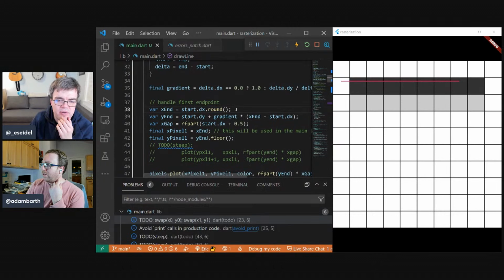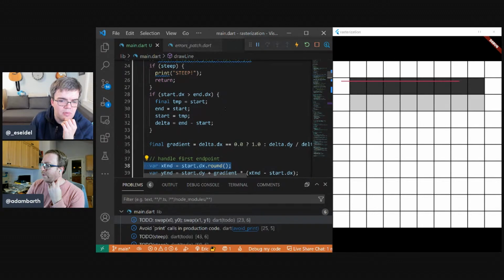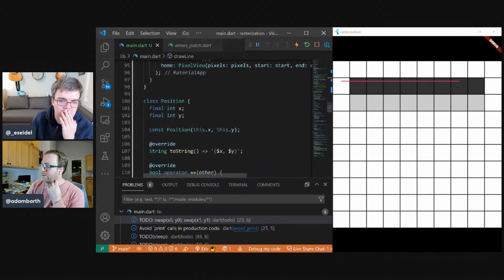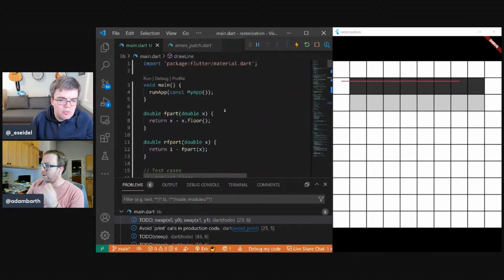So is 0.5 rounded up or down? Right. Maybe that's the whole thing. So if we just did 0.4, what happens? Try it. Where'd it go?